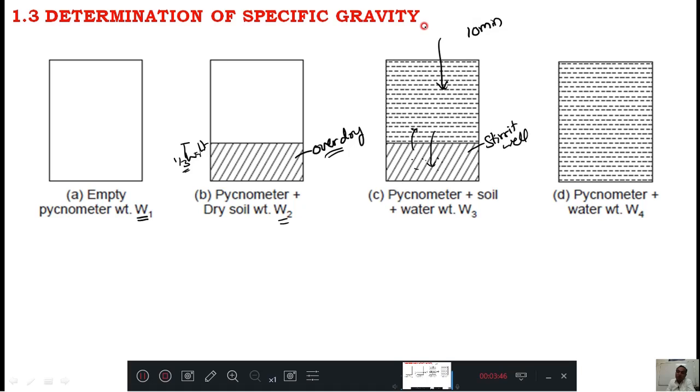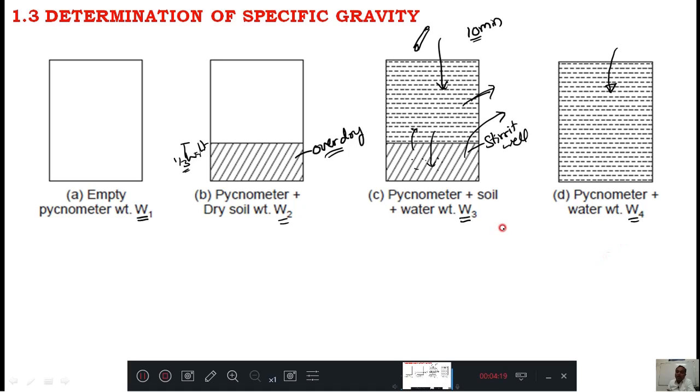Take a glass rod and stir it for 10 minutes. When all the voids are removed and filled by water, then you measure it as W3. After this, empty the soil. It has become mud, mud and water, everything. Empty it, clean it, wipe it again, and after that fill it fully with water, only pure water. Then measure this as W4.